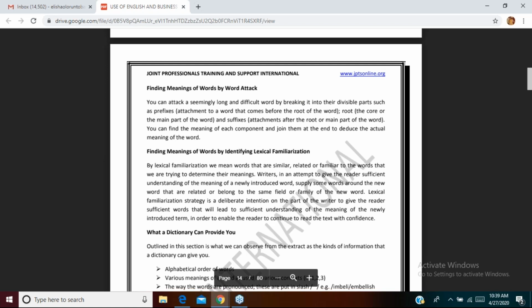So the lexical familiarization strategy is a deliberate intention on the part of the writer to give the reader sufficient words that will lead to what? To sufficient understanding of the meaning of the newly introduced term, in order to enable the reader to continue to read the text with what? With confidence.